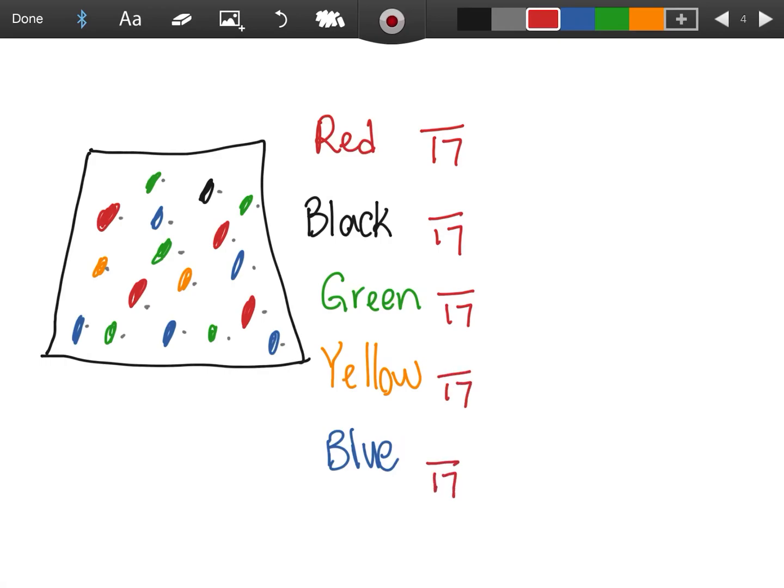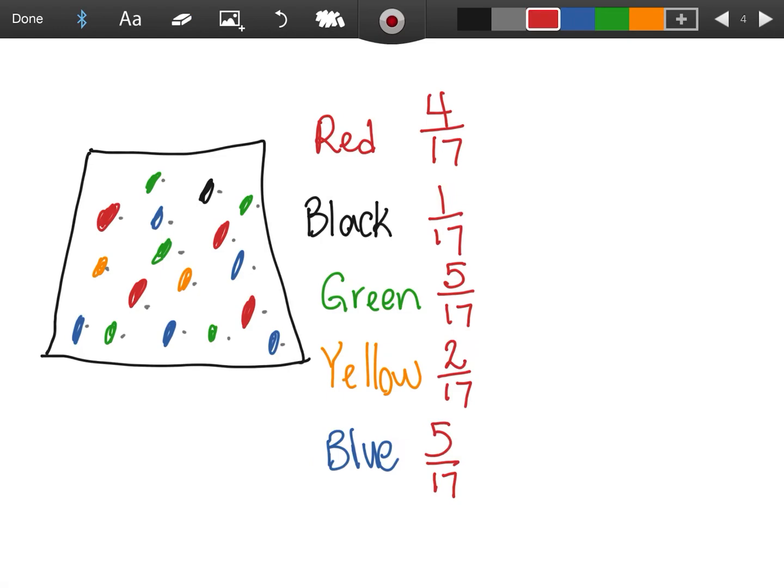Okay, and so now my red is 4 out of 17. My black is a sad little 1 out of 17. My green is 1, 2, 3, 4, 5 out of 17. My yellow is 2 out of 17, and my blue is a whopping 5 out of 17. Now if I wanted to check, I could put into my calculator all those numerators, 5 plus 2 plus 5 plus 1 plus 4, which will give me 17.